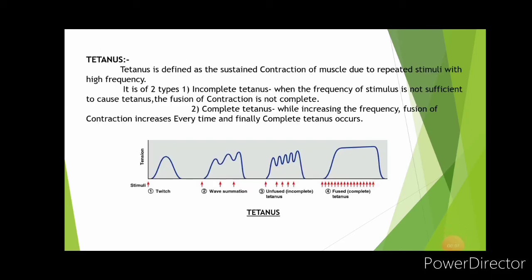Next, let's see what is tetanus. Tetanus is defined as a sustained contraction of muscle due to repeated stimuli with high frequency. It is of two types: incomplete tetanus and complete tetanus. First, incomplete tetanus. When the frequency of stimulus is not sufficient to cause tetanus, the fusion of contraction is not completed, as you could see in the picture.